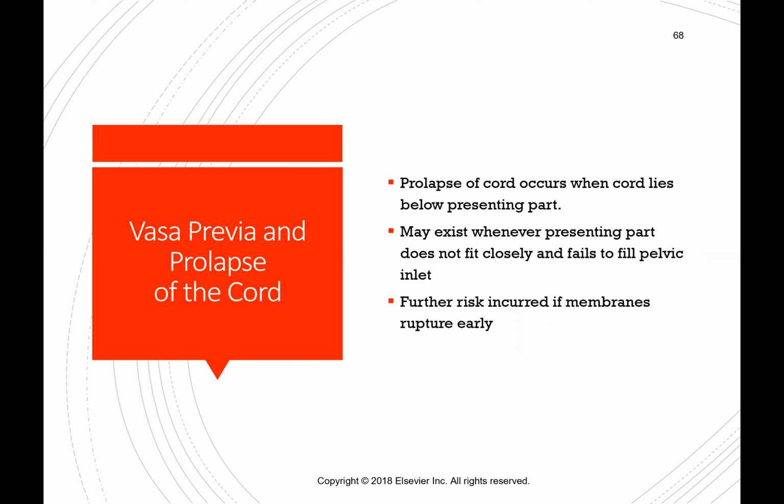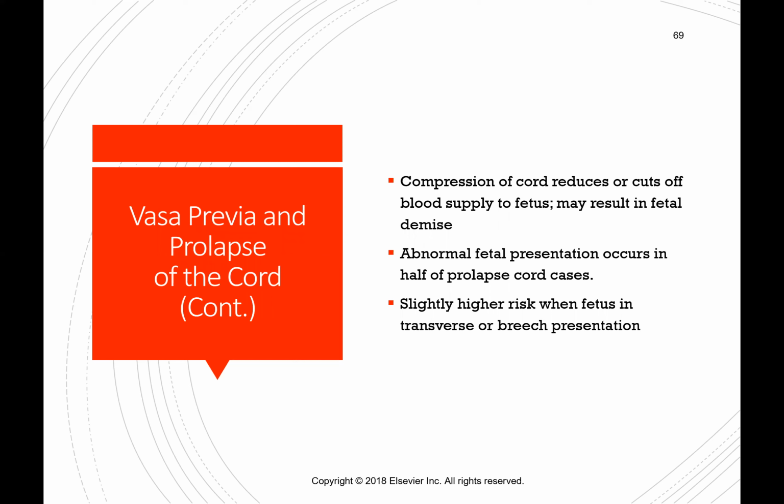Prolapse of the cord occurs when the cord lies below the presenting part. It may exist whenever the presenting part does not fit closely and fails to fill the pelvic inlet. Further risk is incurred if membranes rupture early. So the compression of the cord reduces or cuts off blood supply to the fetus and may result in fetal demise. And a normal fetal presentation occurs in half of the prolapsed cord cases. So we don't want that cord to come first. Slightly higher risk when the fetus is in transverse or breech presentation.